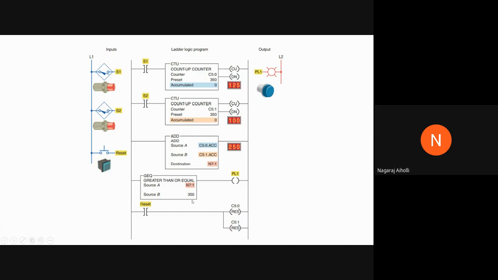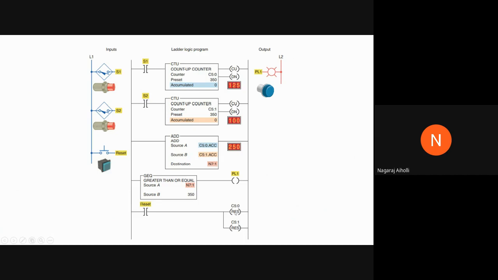If it is equal to 350 or greater than 350, then the pilot light PL1 will be turned on. PL1 will be turned on. So this is how it checks whether the value is greater than or equal to 350. It adds the values in the two counters and checks whether the addition of the two counter values is equal to 350 or greater than 350.